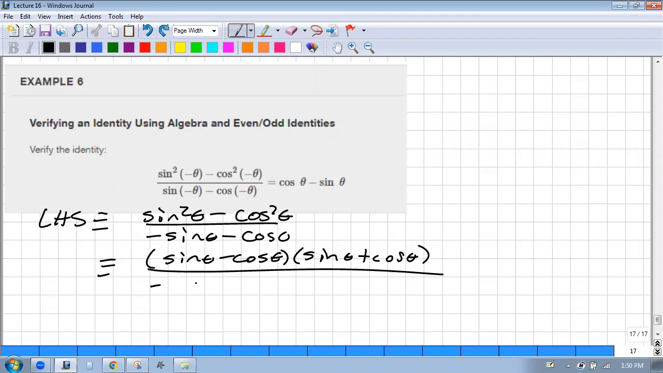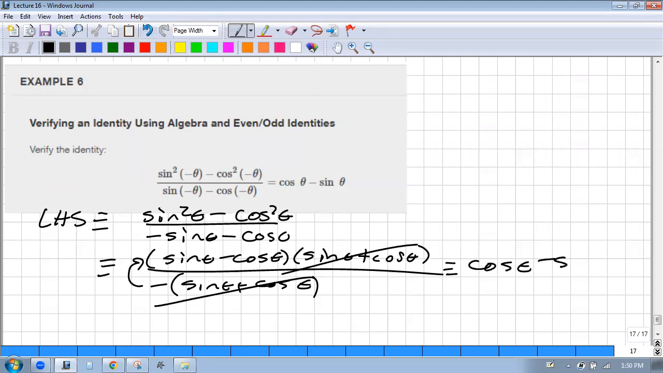What do we have on the bottom? We have a minus sine theta minus cosine theta. Well, I need this to go away. If I factor out the minuses here, I can make that go away. And if I bring that minus in up here, I'm going to have a minus cosine and then a minus sine, which is the right-hand side.